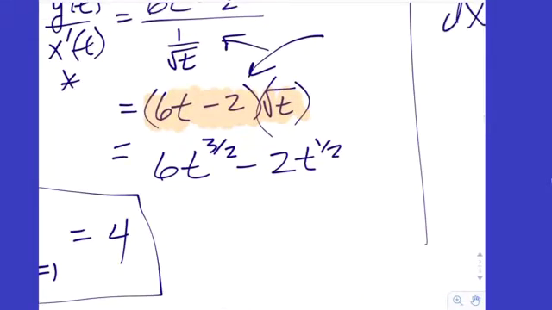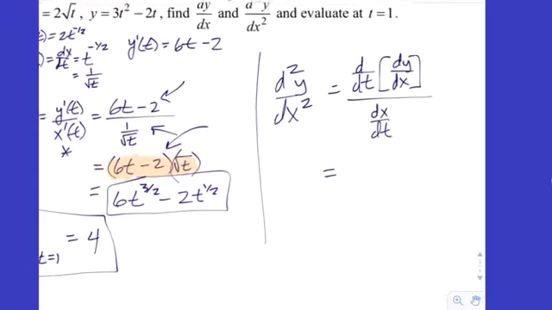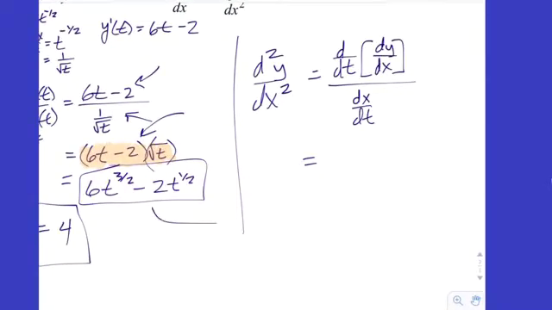So here's what's interesting about it. Our derivative of y with respect to x is a function of t. So all we need to do to get the second derivative is take the derivative of that. So that's why I went ahead and distributed, so that we can use the power rule instead of the product rule. So let's see, 6t to the 3/2 is going to be 3/2 times 6, which is 9. So we get 9t to the, subtract 1, you get a half. And then the derivative of the second term is going to be minus t to the negative 1/2.